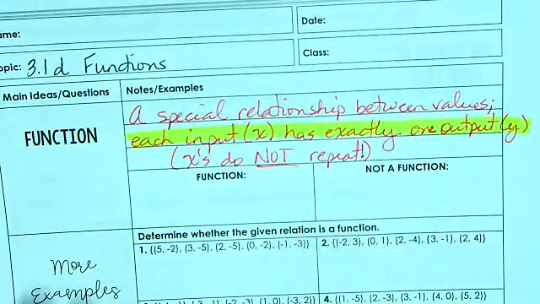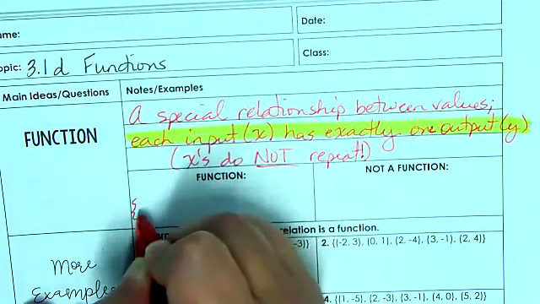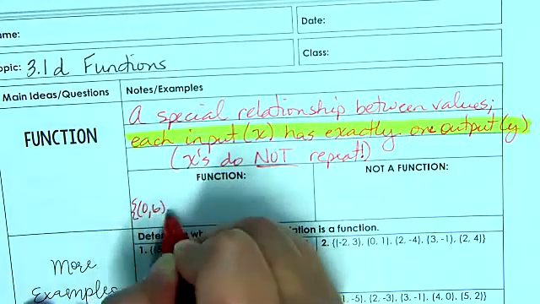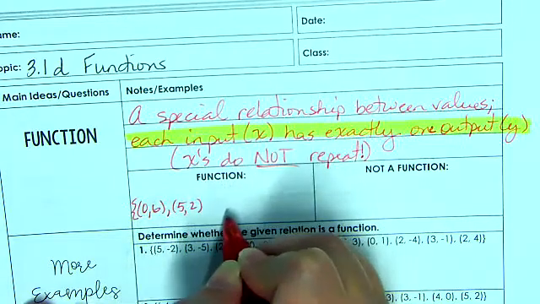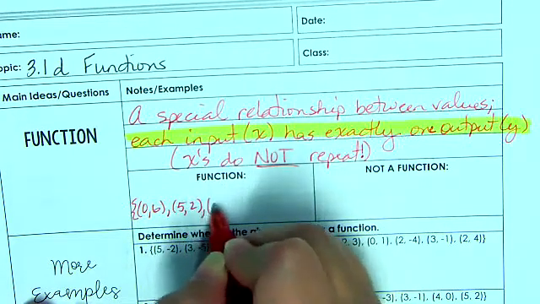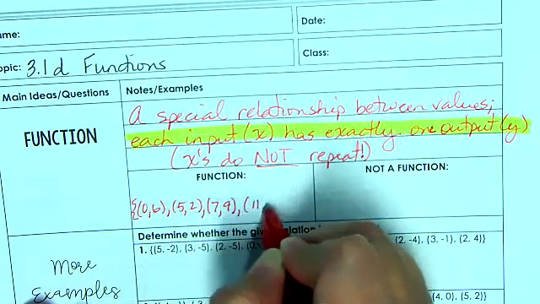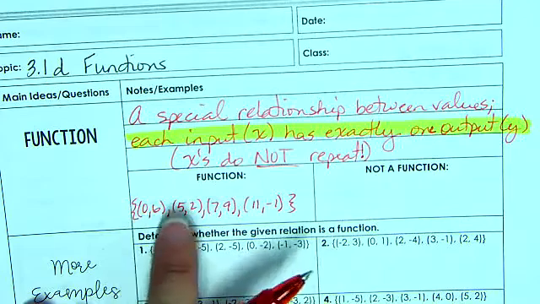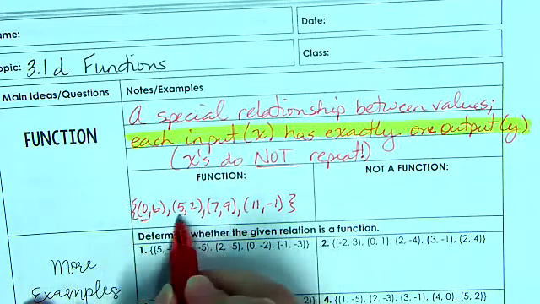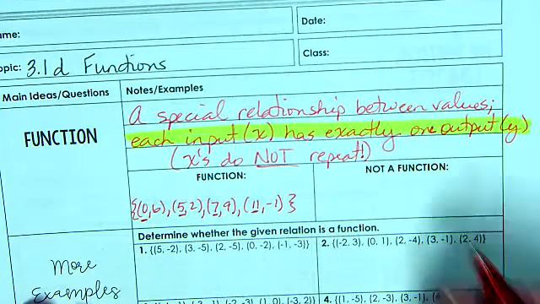All right, so what a function might look like. I have the ordered pairs (0, 6), (5, 2), (7, 9), (11, -1). I'm looking at this. My x's do not repeat, so this is a function.